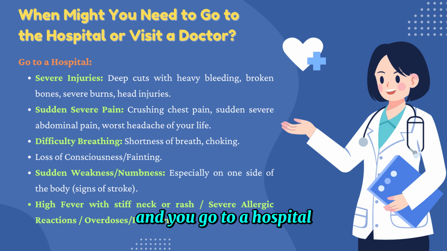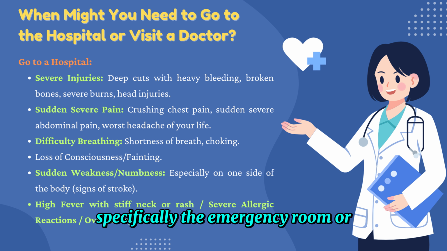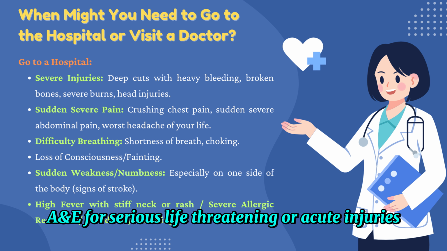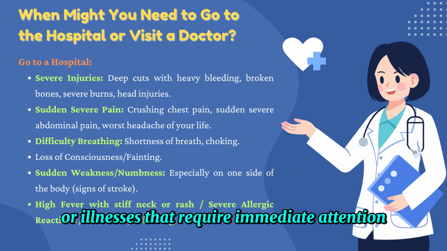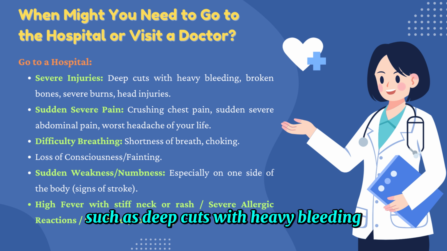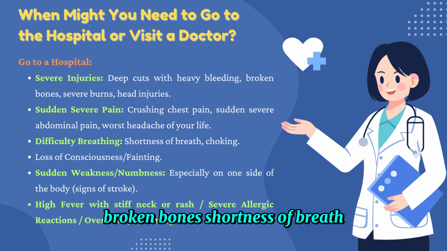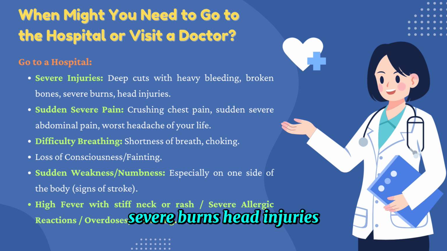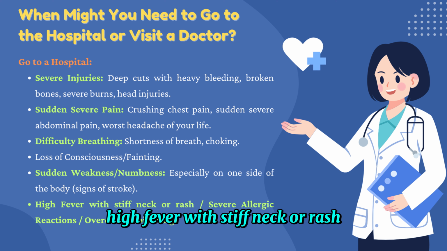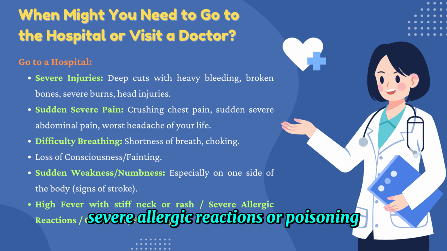And you go to a hospital, specifically the emergency room or A&E, for serious, life-threatening, or acute injuries or illnesses that require immediate attention, such as deep cuts with heavy bleeding, broken bones, shortness of breath, severe burns, head injuries, sudden severe abdominal pain, high fever with stiff neck or rash, severe allergic reactions, or poisoning.